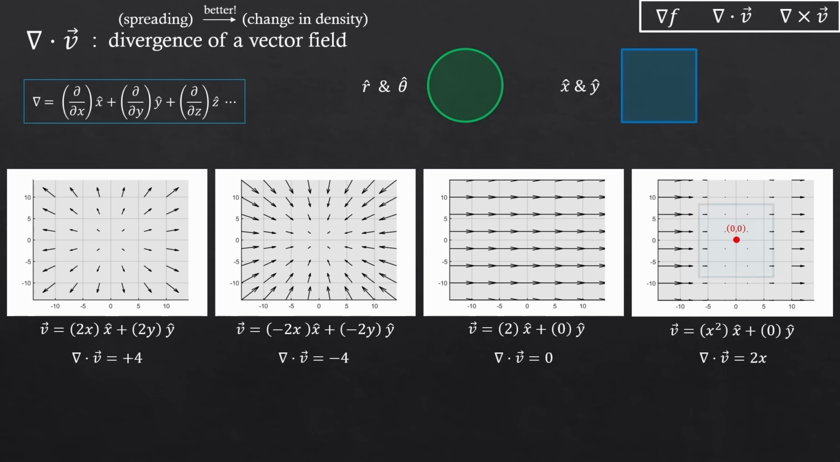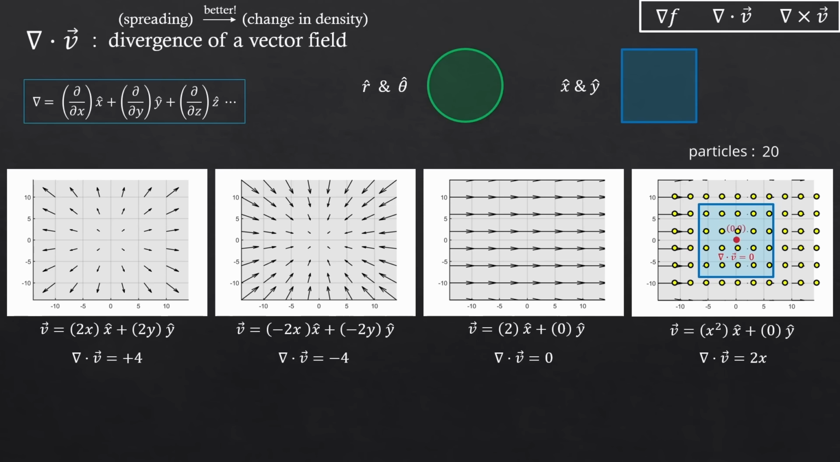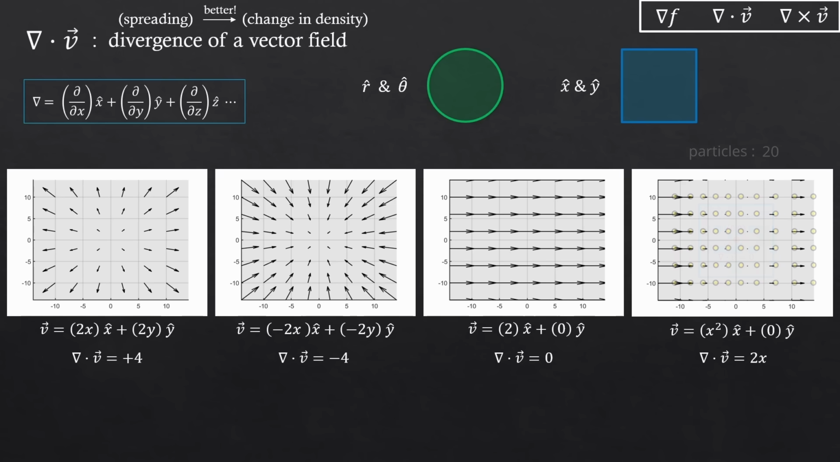What about the center? The divergence is 0, and this also makes sense, since the amount that are entering and exiting are the same. So, thinking about the change in density makes it much easier to understand the divergence now. Do you agree?